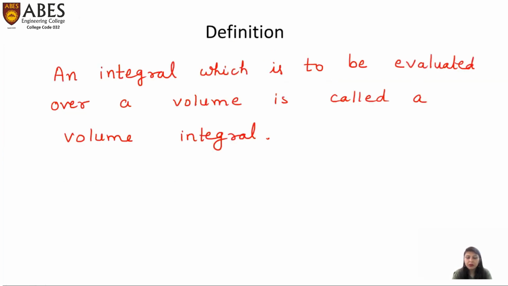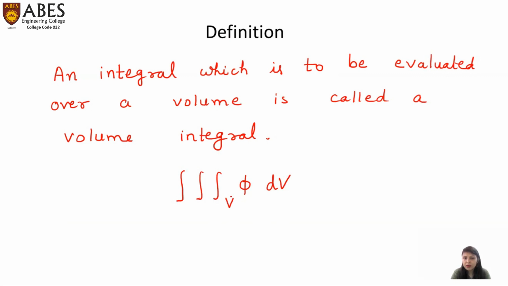So functions basically are to be integrated with respect to one variable, two variables. If we extend this process and we do the integration with respect to three variables, this will introduce the concept of volume integral. Any integral which is to be evaluated over a volume is called a volume integral. So basically in volume integral, we do the integration of a function with respect to three variables. So like this. And this will be of any function.